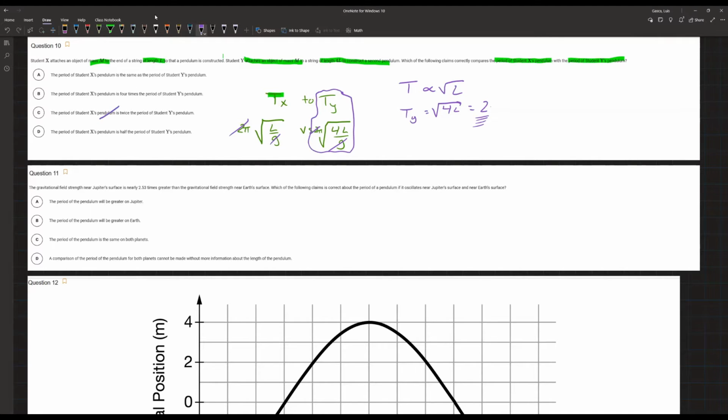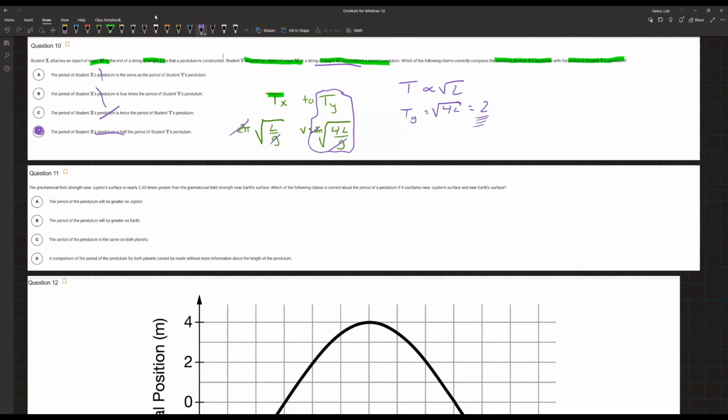So C reads pretty good, but this one is saying that the shorter pendulum, student X, is going to take more time to swing. No, the longer the pendulum, the longer it's going to take to swing out. And so these are the best answer choice. If you guys were thinking C, you're correct about the square root, but your square root was in the wrong place, or you interpreted that square root incorrectly.